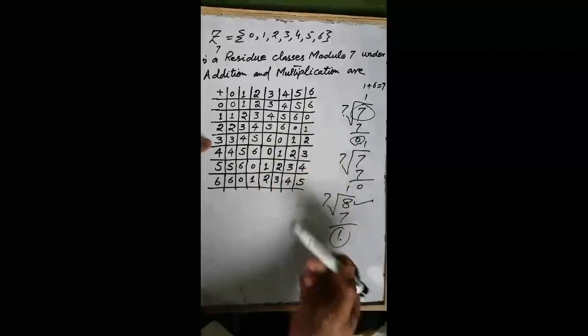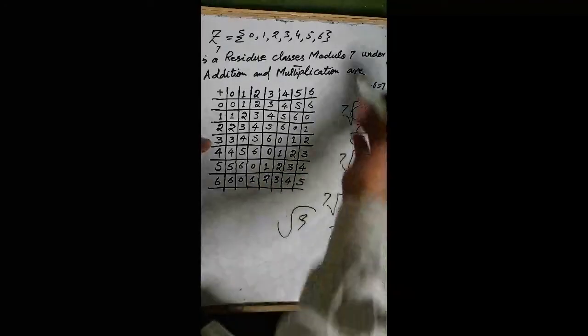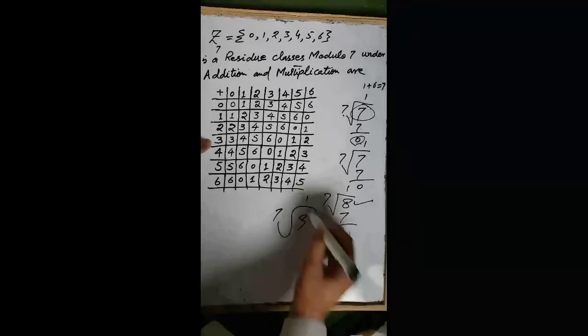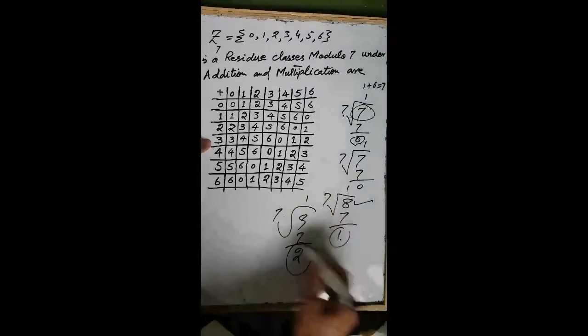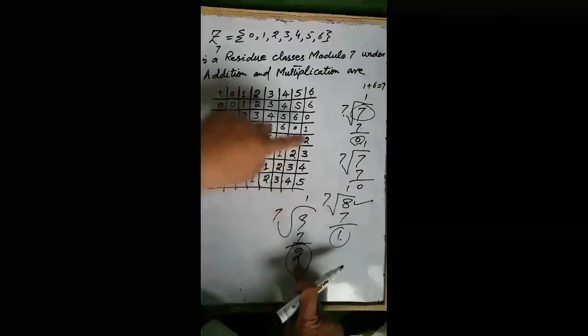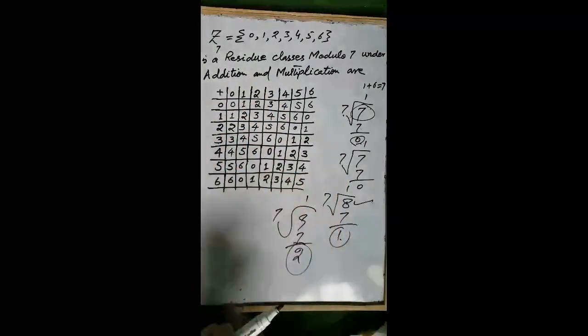3 plus 6 is equal to 9. 9 is greater than 7. Divide 9 by 7. 7 multiplied by 1 is equal to 7. The remainder is 2. Replace this element, this 9, by the remainder 2, and so on.